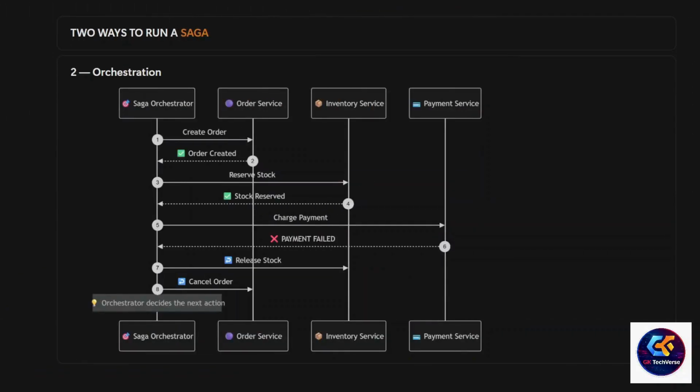Now let's look at another approach, orchestration. Instead of services talking to each other, we introduce one central coordinator, the Saga orchestrator. Think of it like an air traffic controller. Planes do not coordinate among themselves. Every plane talks to the control tower. The tower decides who takes off, who waits, and what happens if something goes wrong.